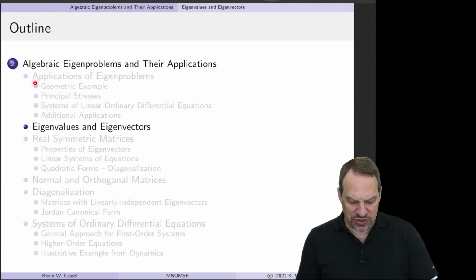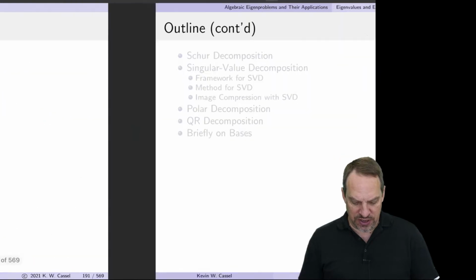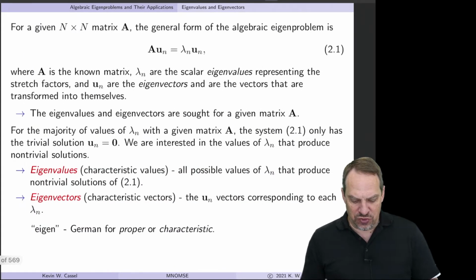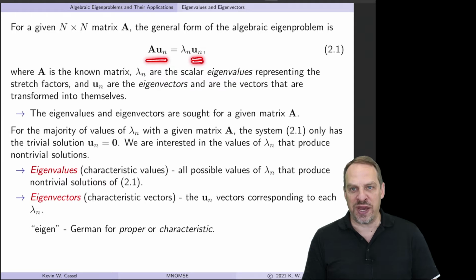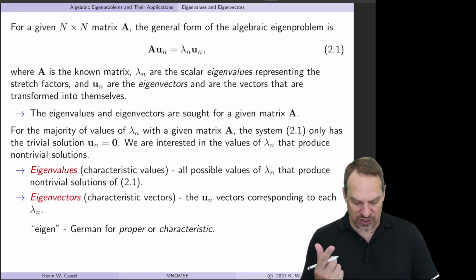So in our last video, we discussed a number of applications of algebraic eigenproblems, and in this video, we're going to start looking at how we actually get these eigenvalues and eigenvectors. So remember the geometric interpretation. We have a matrix A, it's n by n, and we're looking for the special vectors u that A transforms into itself. So multiplying A times the vector returns the same vector back, but it's just been scaled by a factor lambda. Lambdas are the eigenvalues, the u's are the eigenvectors.